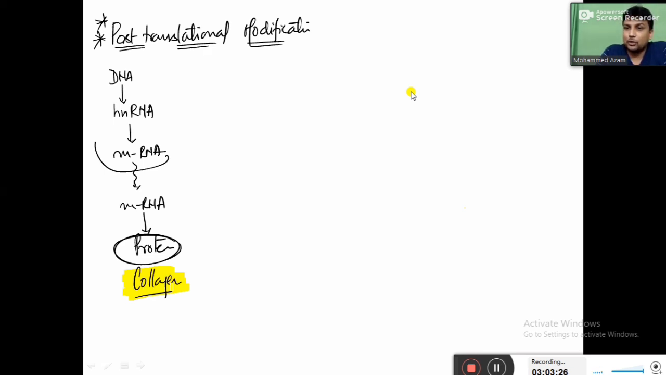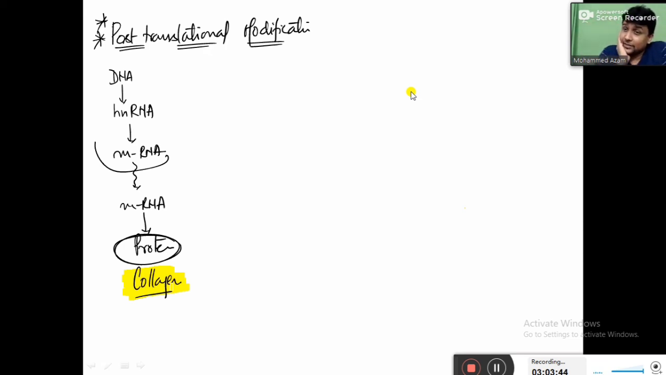What is the nature of hormones? Protein. Transporter? Protein. Receptor? Protein. And ion channel? Protein. Muscles? Protein. Bone is made up of collagen protein. So if you just observe in our body, everything is like protein only. The nature of almost everything is protein.